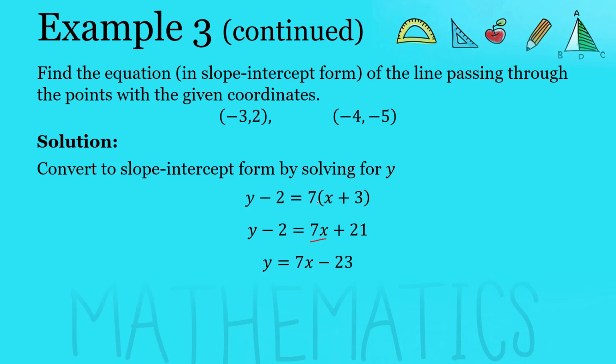7 times x is 7x. 7 times 3 is 21. Now I can add 2 to both sides, and I will get y is equal to 7x plus 23. That should be a plus. And there we are. We're done. This is the equation in slope-intercept form.